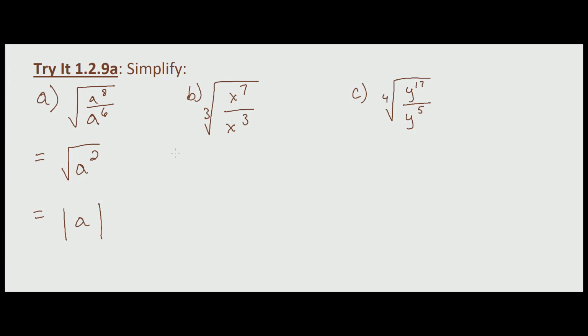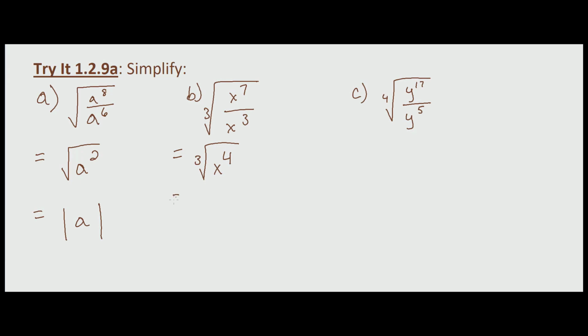Part B will solve in a similar fashion, only we're dealing with the cube root. So the cube root of x to the 7th over x cubed, that equals the cube root of x to the 7th over x cubed, which is x to the 7 minus 3, which is x to the 4th.